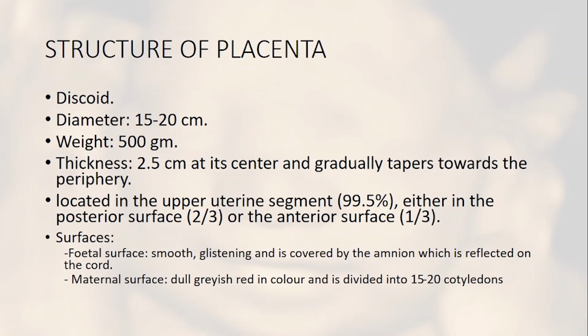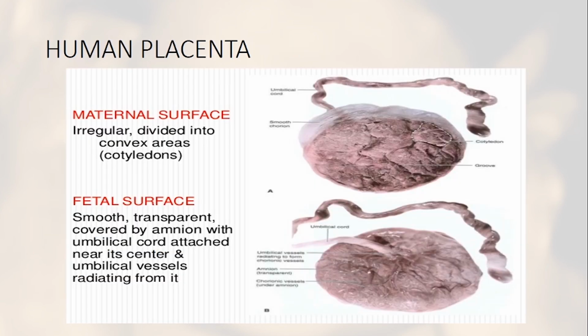It has two surfaces: a fetal surface and a maternal surface. Okay, so this is the maternal surface. This is where the placenta is divided into many cotyledons, about 15 of them. And this is the fetal surface. It is smooth and glistening because of the covering of the amnion.